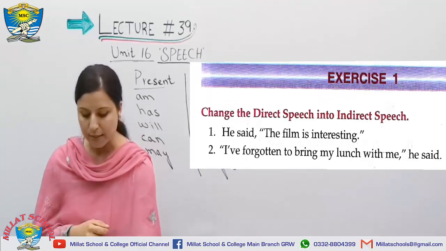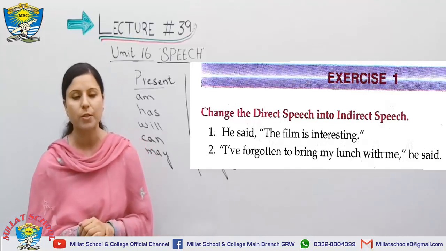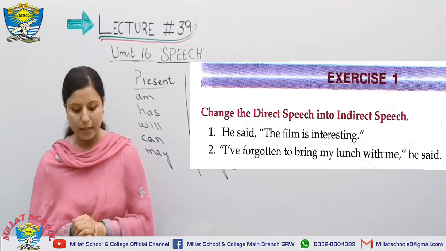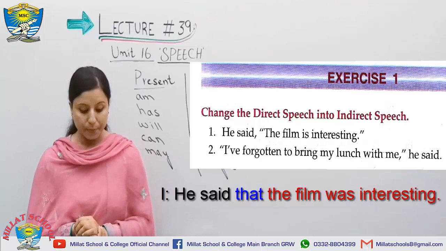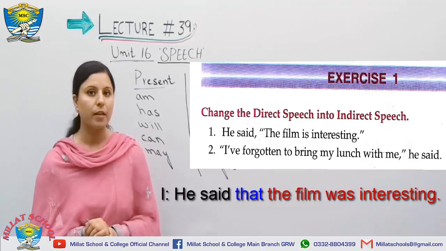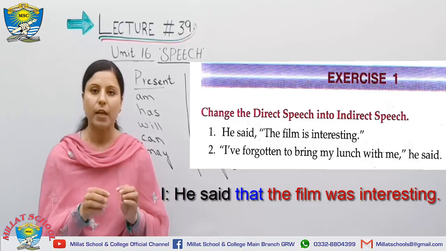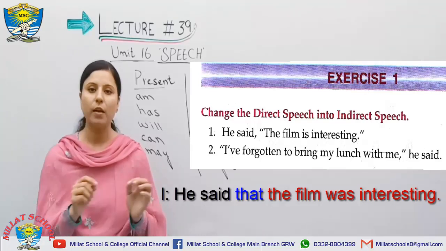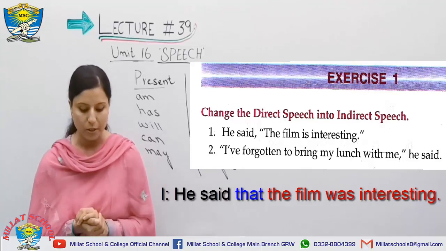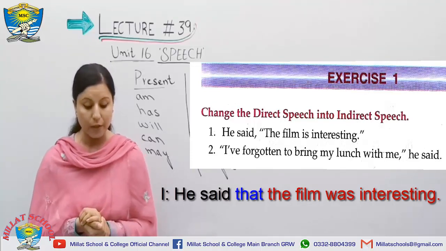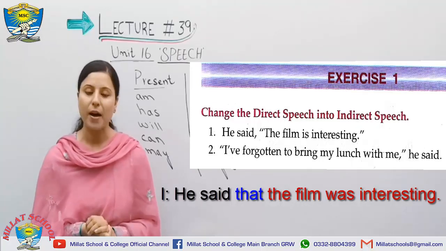So let's see page number 226. Here are some more examples for you. Exercise number 1 will tell us how to change direct speech into indirect. Let's see. He said, "The film is interesting." How are you going to change it? He said that, first take the word "that" in between, because after that it is very easy to clear all the inverted commas as we are moving towards indirect speech. He said that the film was interesting, because I have changed the present into past.